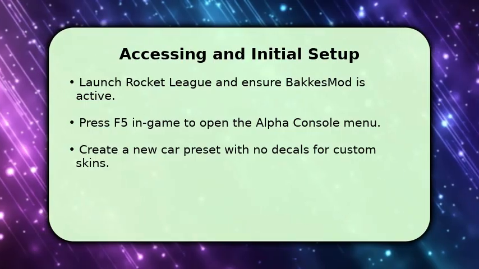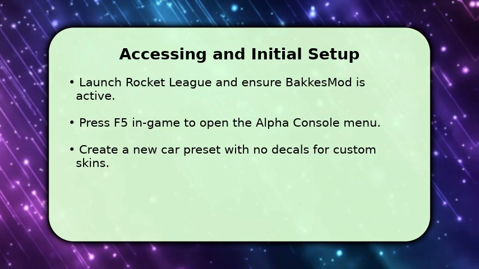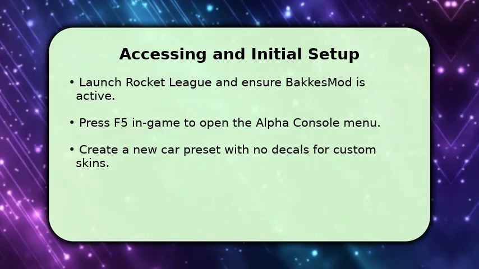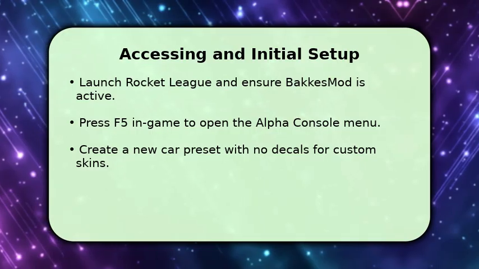With the plugin installed, launch Rocket League and confirm BaxMod is active. To access Alpha Console's features, simply press the F5 key on your keyboard while in-game. This will bring up its dedicated menu.